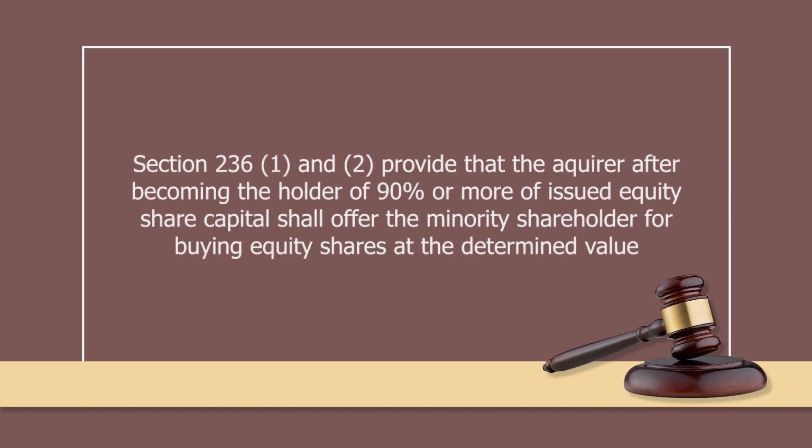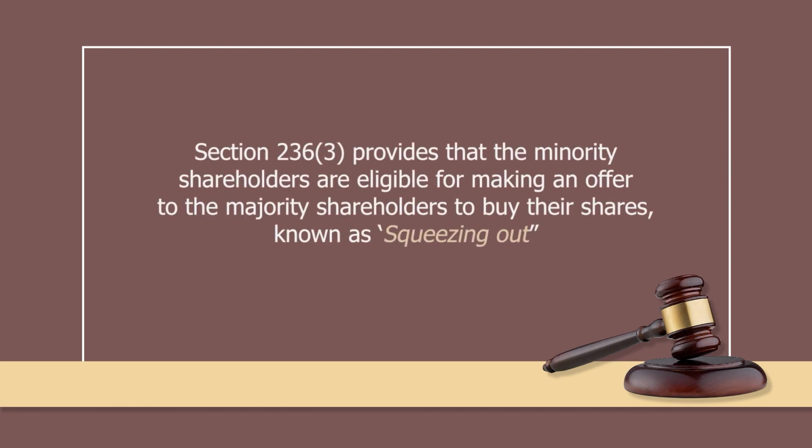Section 235 provides for the power to acquire shares of shareholders dissenting from a scheme or contract approved by the majority. Section 236 Clause 1 and Clause 2 provide that the acquirer, after becoming the holder of 90% or more of the issued equity share capital, shall offer the minority shareholders the option of selling their equity shares at the determined value. Section 236 Clause 3 provides that the minority shareholders are eligible to make an offer to the majority shareholders to buy their shares, known as squeezing out. Section 236 Clause 5 provides that the transferor company acts as a transfer agent for making payments to minority shareholders.